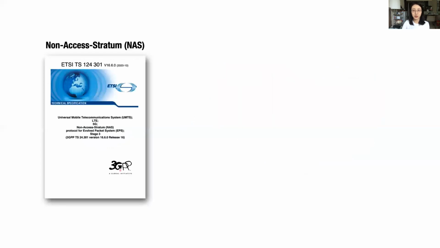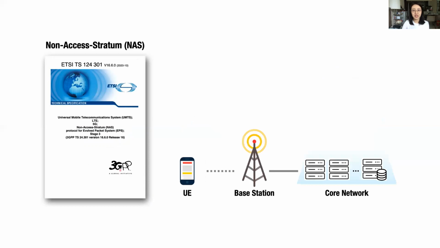In our research, we focus on the NAS protocol. Generally, we could simplify a cellular network architecture as the slide shows. When the mobile, also called UE, user equipment, wants to get a service from the core network, it will connect to a base station, and then the base station connects to a core network. The NAS protocol is a layer between the UE and the MME, which is serving the core network.